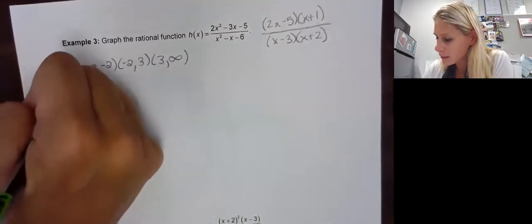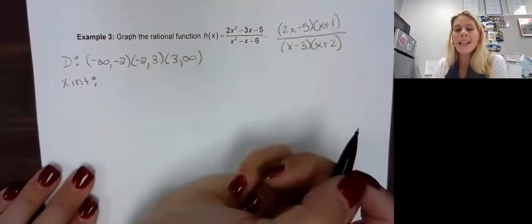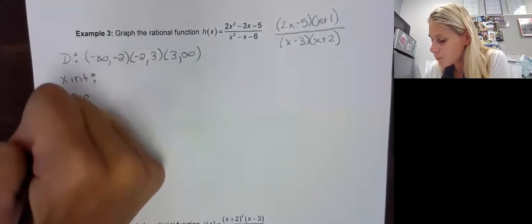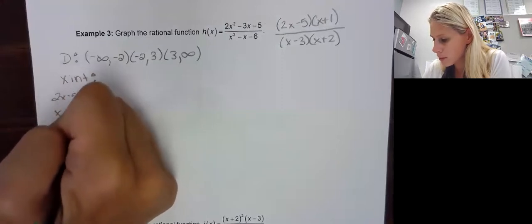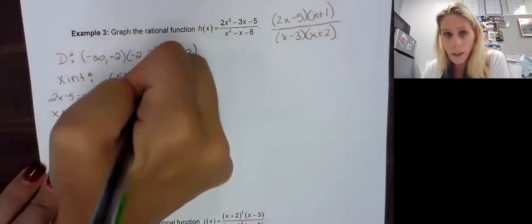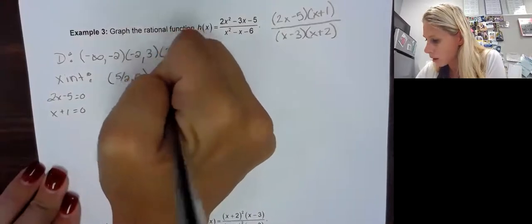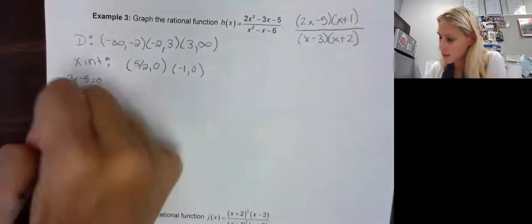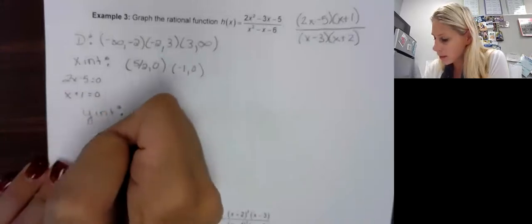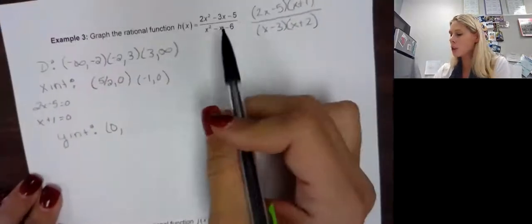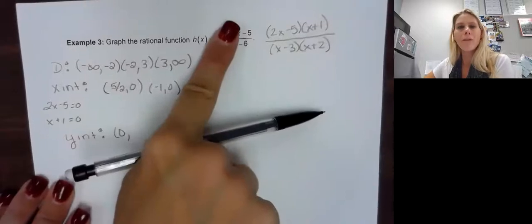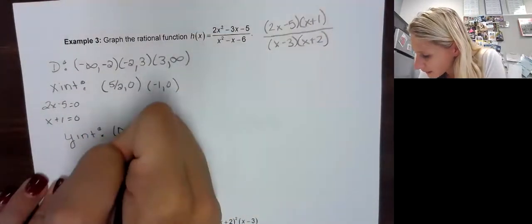Okay, x-intercepts. Now, remember, it's setting the numerator equal to 0. So I'm going to set 2x minus 5 equal to 0 and x plus 1 equal to 0. When we do that out, we get 5 halves. It's a point, remember? And negative 1. Let's check our y-intercept. Y-intercept is when our x is equal to 0. The easiest thing to do is go back to your unsimplified function and plug in 0. Well, that would be negative 5 over negative 6, which is 5/6.